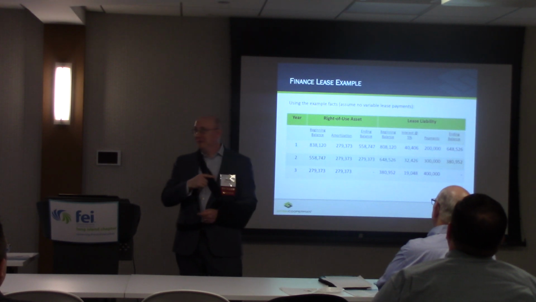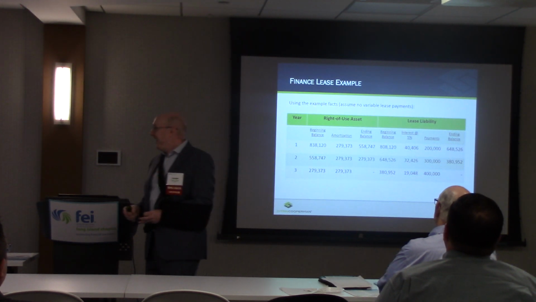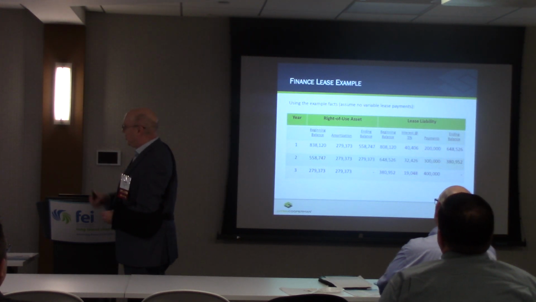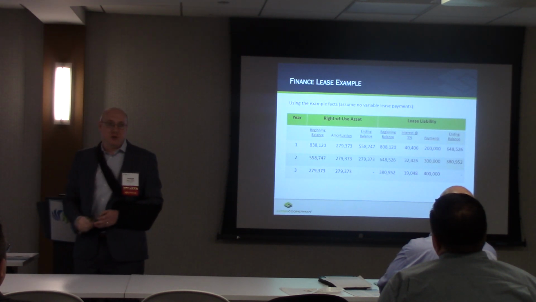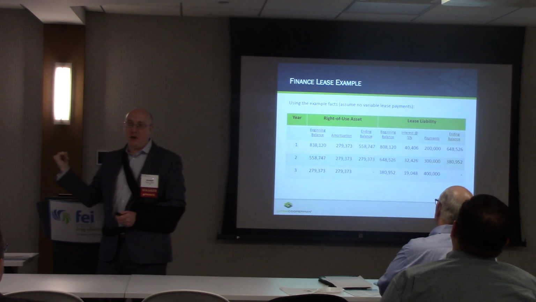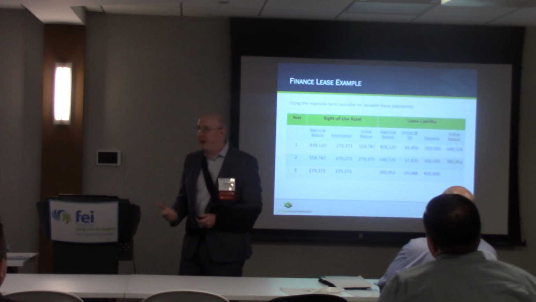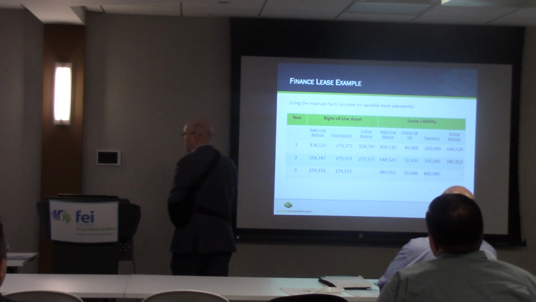Anybody checking my math? So you'll see the payments, 2, 3, 400, you have the interest that is recognized there, and then the delta, just like you were paying off debt, goes to reducing your lease liability.